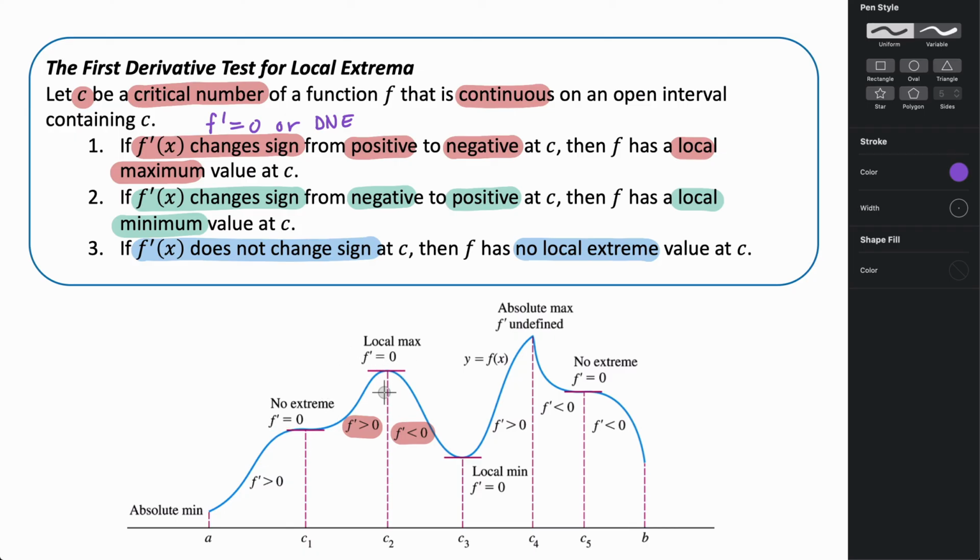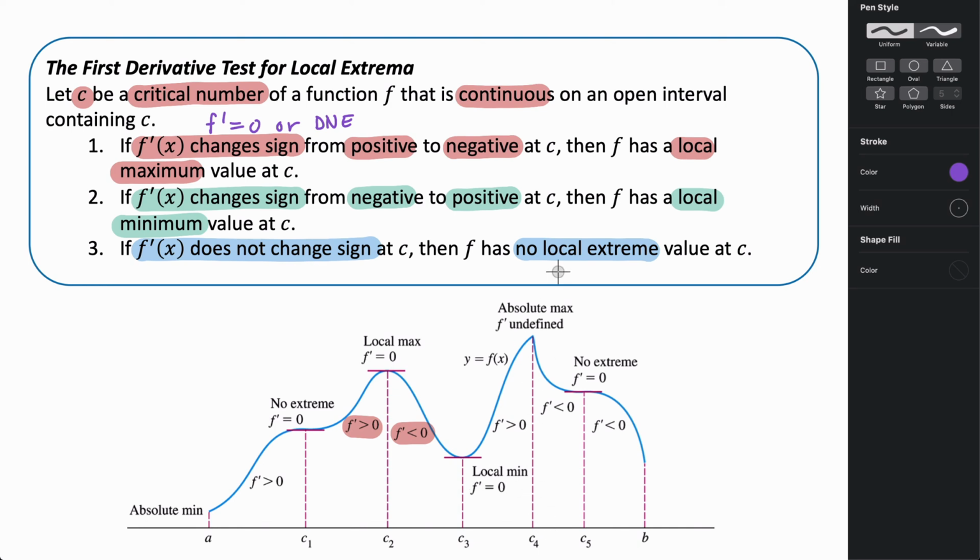So we're going to have a local max here, because it's going from positive to negative. That means we're going from increasing to decreasing, which gives us a local maximum. Here at c sub 3, we can see the derivative goes from negative to positive. So it's going from decreasing to increasing, and that's going to give us our local minimum here.